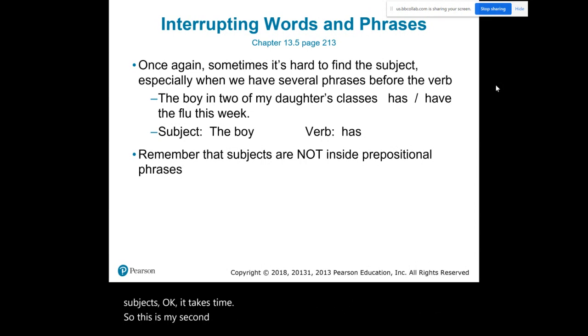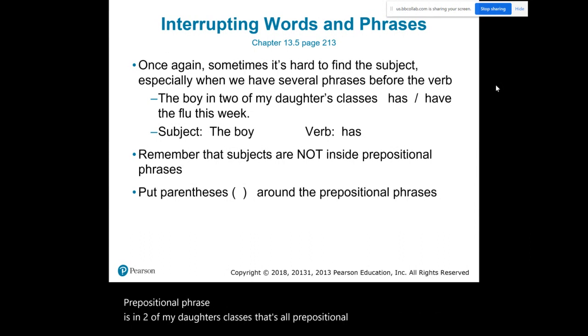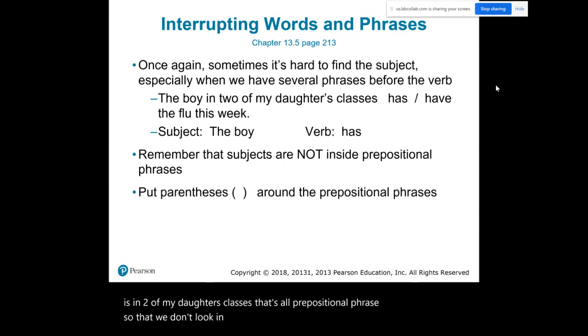So this is my second point. Remember that the subjects are not inside prepositional phrases, just like Gerardo, you reminded us. The prepositional phrase is in 2 of my daughter's classes. That's all prepositional phrase. So that we don't look in there to find a subject. So here's one of the pieces of advice that your book gives you, they encourage you to put parentheses around the prepositional phrases.